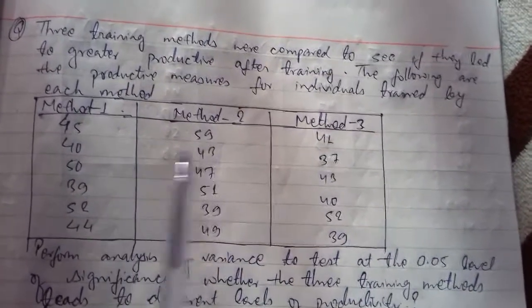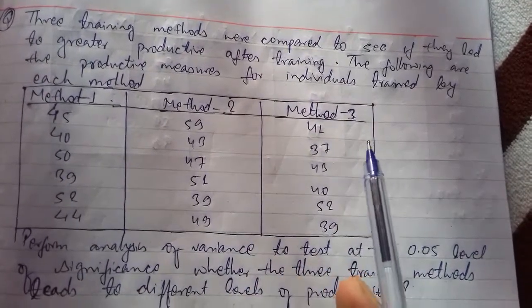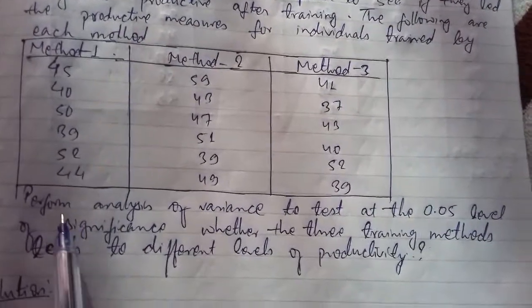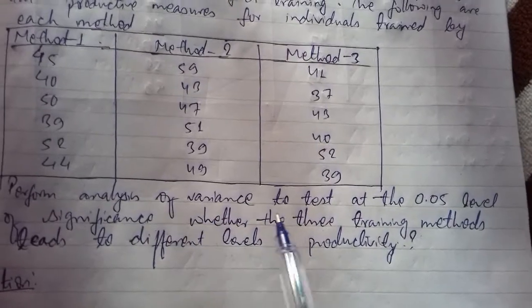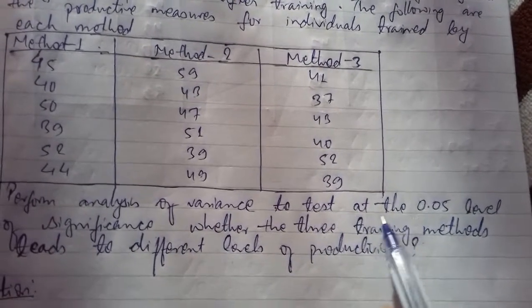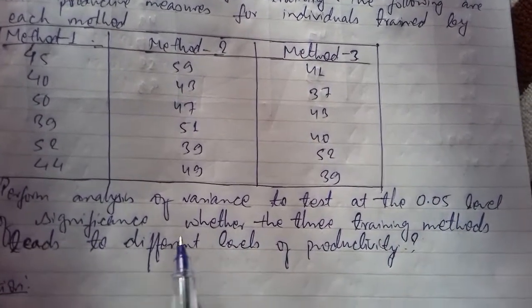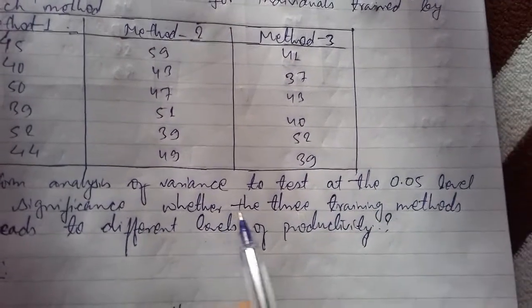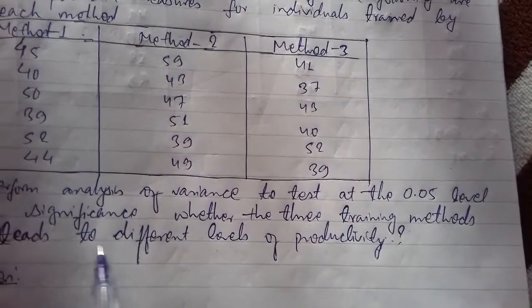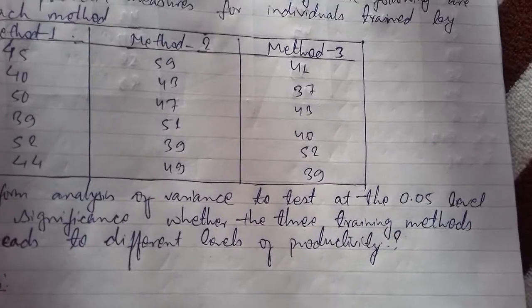Here, data related to three training methods are given, and the question asks us to perform the analysis of variance to test at the 0.05 level of significance whether the three training methods lead to different levels of productivity or not. So for the first step we have testing of hypothesis.